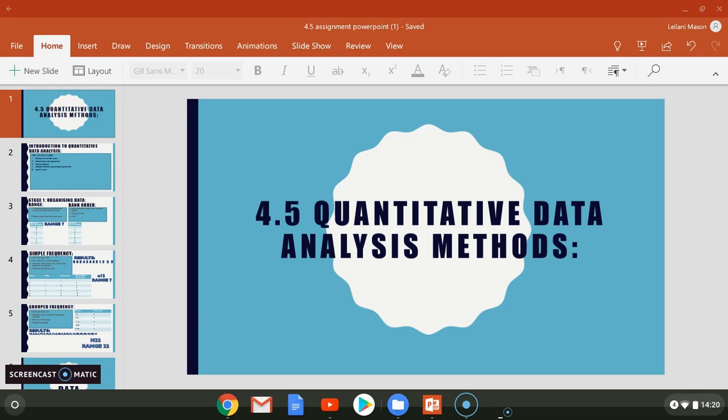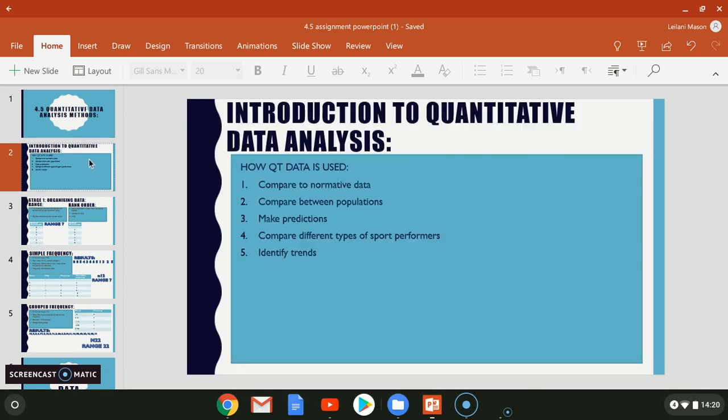4.5 Quantitative Data Analysis Methods. So quantitative data has many uses and benefits. Quantitative data is numerical data and it uses numbers. It requires a larger sample size because it represents a population of people. This data is also objective as it's not interpreted feelings and opinions.